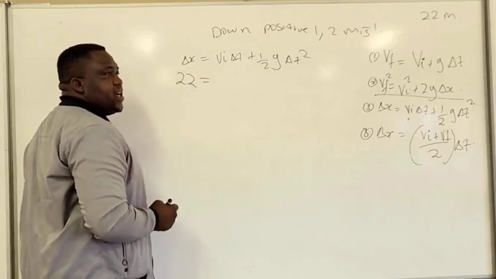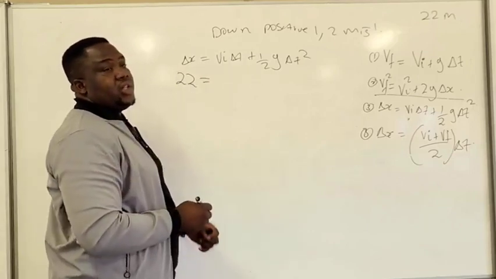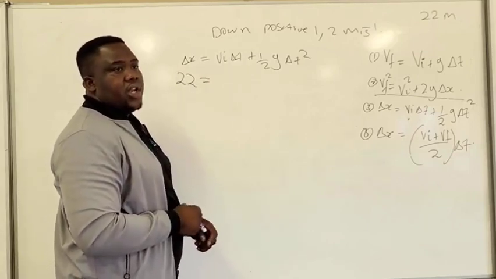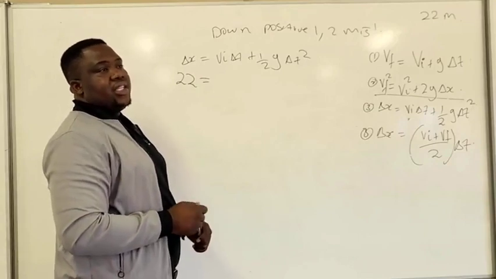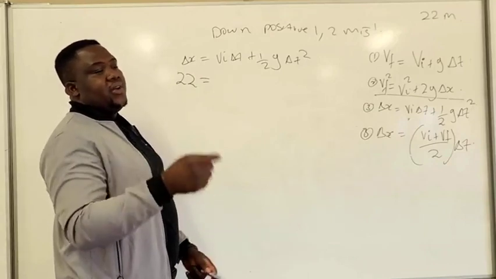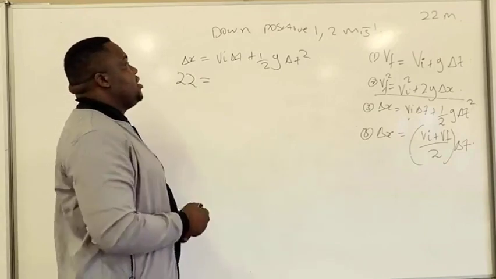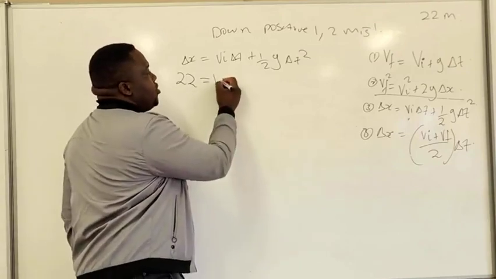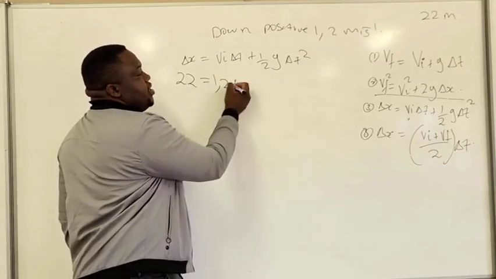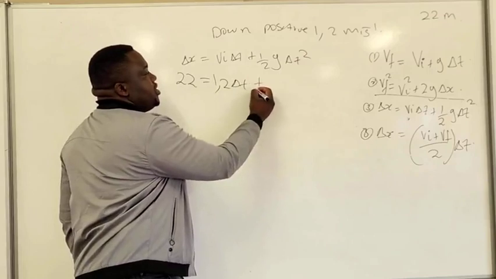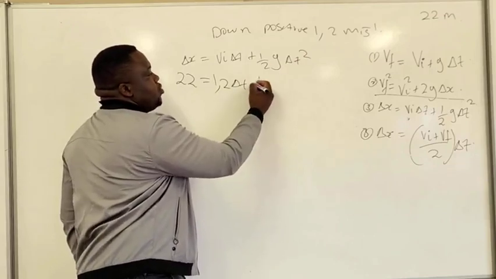What about the initial velocity? We understand that the ball was dropped, but it was dropped from a moving object, meaning that its initial velocity is the velocity of that moving object. So the ball was moving at 1.2 meters per second. Change in time, we don't know. That's what we want to calculate.